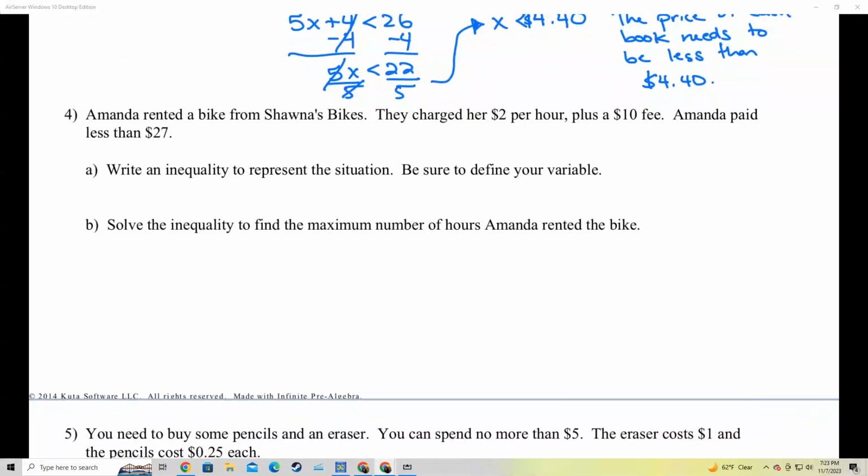All right, so we've done a couple of these problems. Hopefully it's going a little bit smoother for you now. We're going to jam through the rest of these. It says Amanda rented a bike from Shauna's Bikes. They charged $2 per hour plus a $10 fee. Amanda paid less than $27. So I see that we're spending less than $27. That gives me a clue that this is going to look like this.